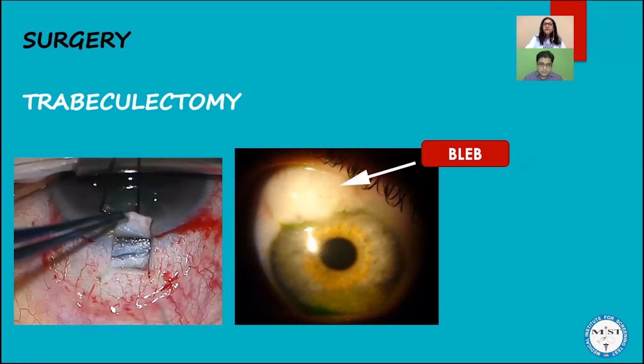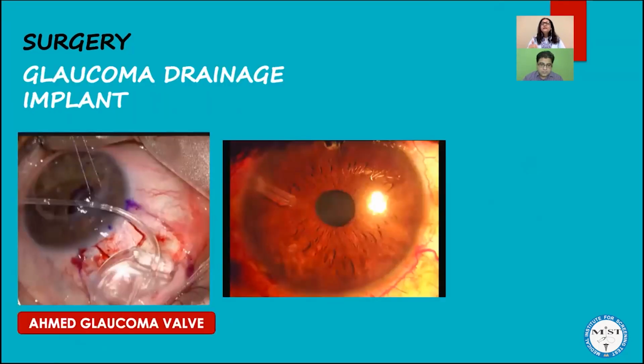So two procedures: surgical trabeculectomy, and for more severe cases, glaucoma drainage implants. One of the common implants used is the Ahmed glaucoma valve. So this is the surgical option in glaucoma. With this, I have discussed the laser and the surgical procedures. Now I welcome Dr. Saurabh sir to give you details about the pharmacotherapy of glaucoma. Over to you, Dr. Saurabh sir.